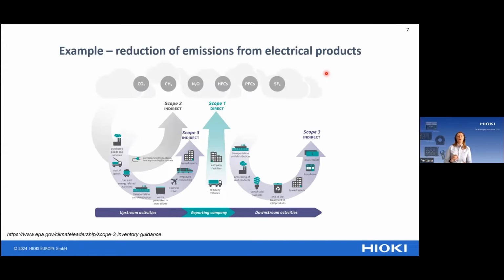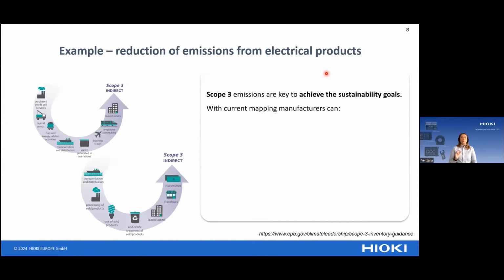And I promised to give you a few examples. I would start with a bit more general example on the reduction of emissions from electrical products. And here you can see a very nice graph I got from the EPA, which shows the total emissions of a manufacturing company. And here you can see that they split these into three major categories. So Scope 1, Scope 2, and Scope 3 emissions. And today I will talk more about the Scope 3 emissions.